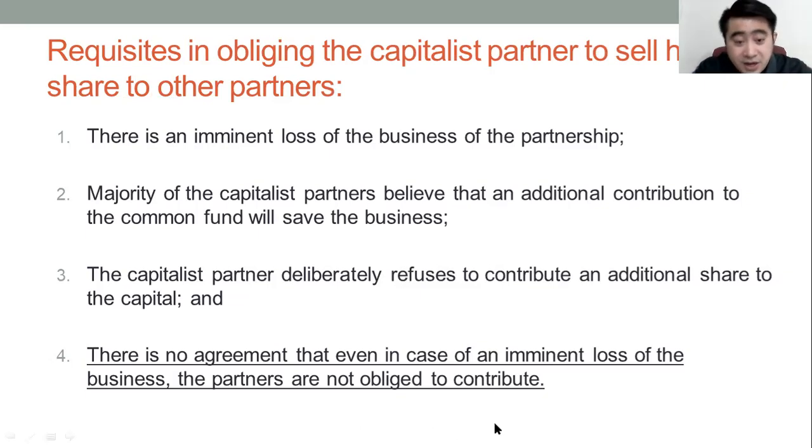And number four, there is no agreement that even in case of an imminent loss of the business, the partners are not obliged to contribute. Pero teka, saan ba makikita yung agreement na yan? Dapat yung agreement na yan, nasa simula pa lang ng partnership. So kung nasa articles of partnership yan, edi maganda, kasi malinaw. Alright? Ang hirap naman kapag kung kailan na nalugi, saka mo sasabihin, "Uy, teka, may agreement tayo na walang contribution additional capital." That's hard to prove actually. So ito, class, yung requisites in obliging the capitalist partners to sell his shares to the other partners, yung kapag talagang ayaw niya magbigay ng additional contribution to save the business.